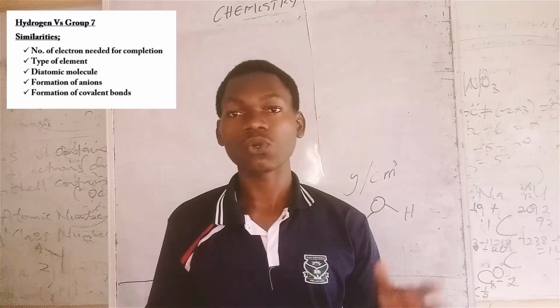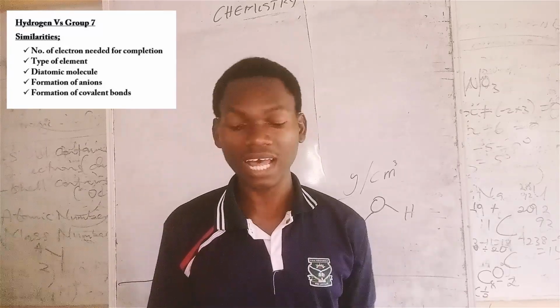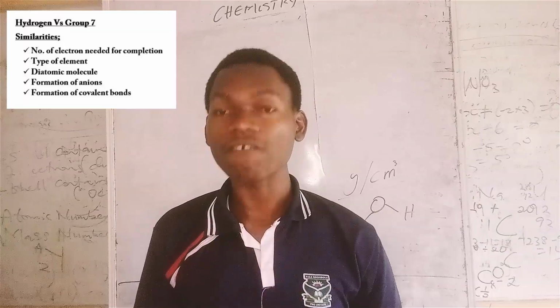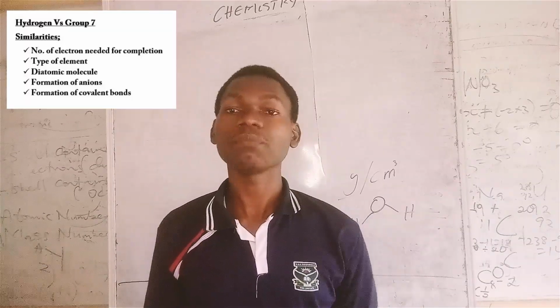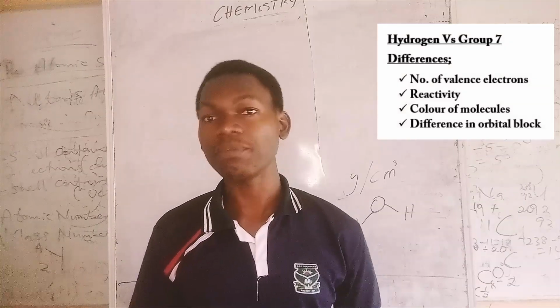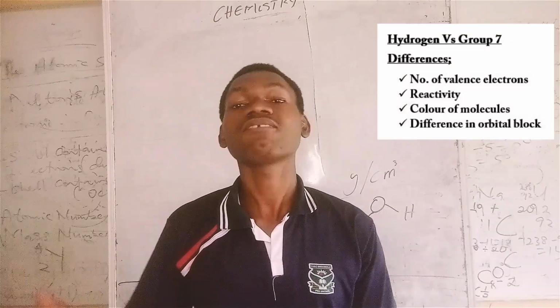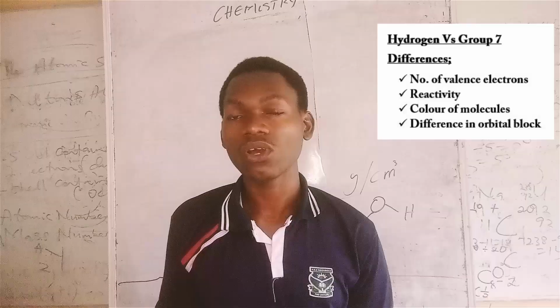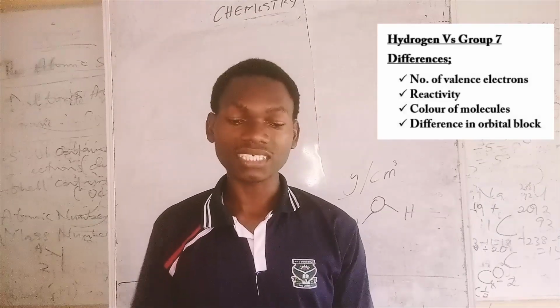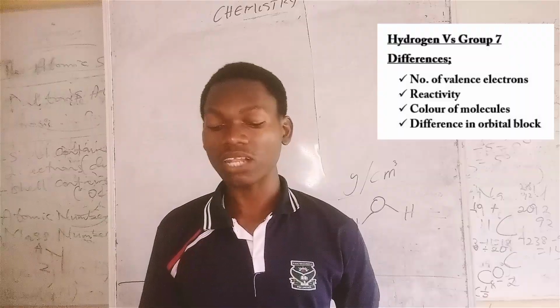Now let's look at their differences. Differences between group 7 elements, which are the halogens, and hydrogen. Number one difference is the number of valence electrons. Valence electron simply means the outermost what? Electron. And you find out that there's a big difference there. The halogens have 7 valence electrons, while hydrogen has just 1 valence electron. So that's a big difference between hydrogen and the halogens.